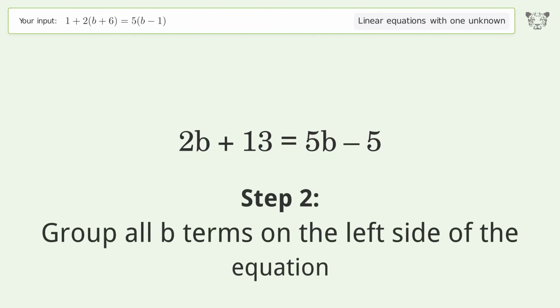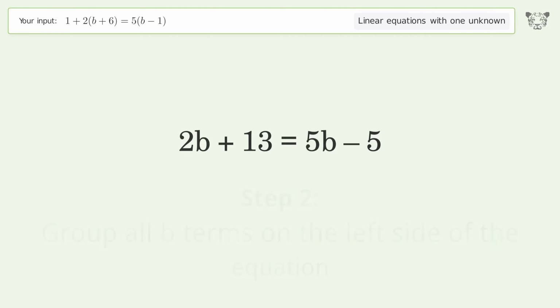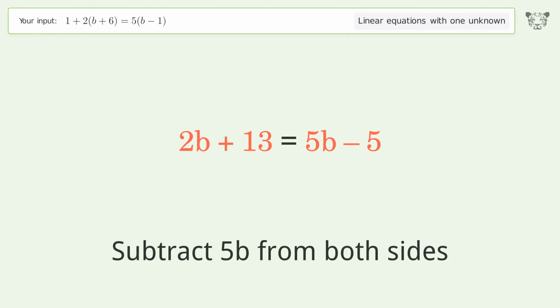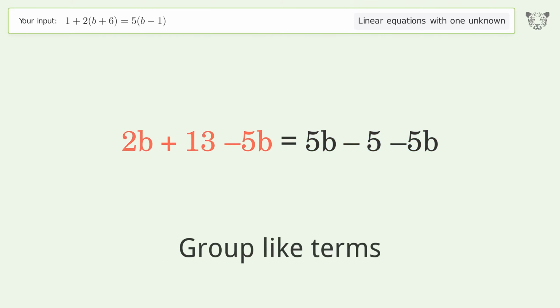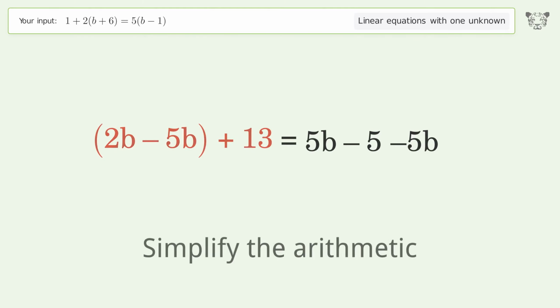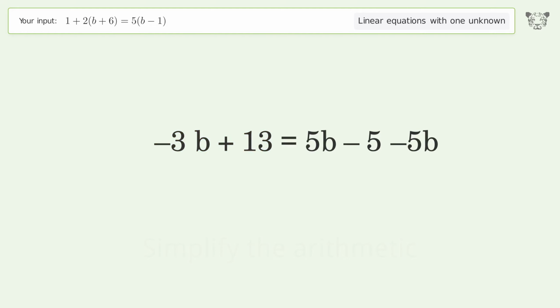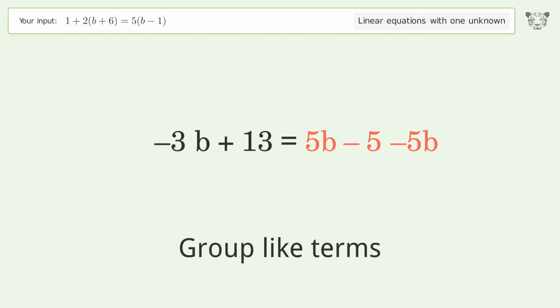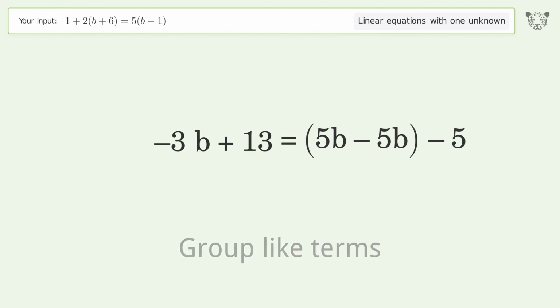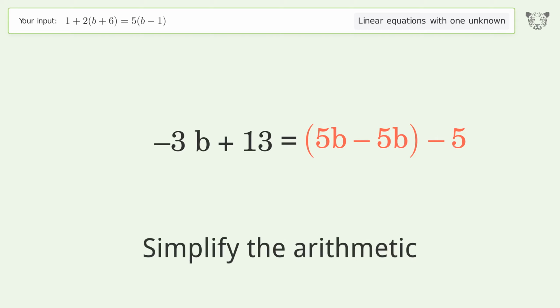Group all b terms on the left side of the equation. Subtract 5b from both sides. Group like terms. Simplify the arithmetic. Group like terms. Simplify the arithmetic.